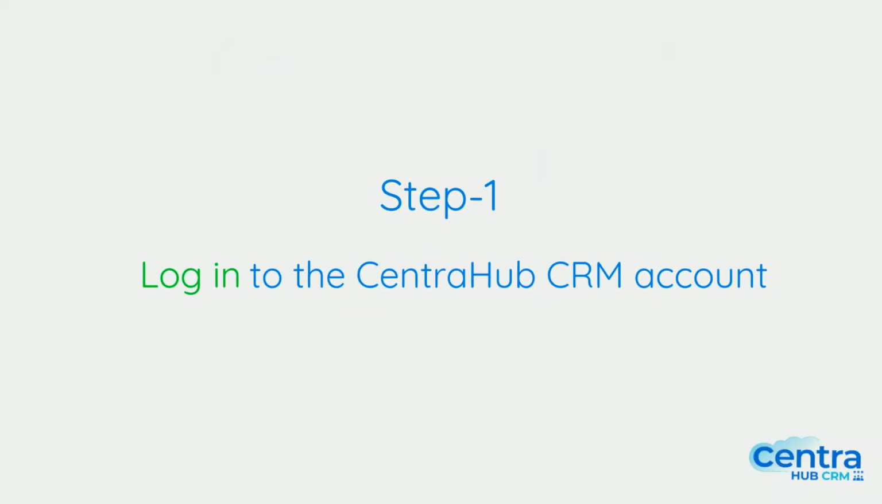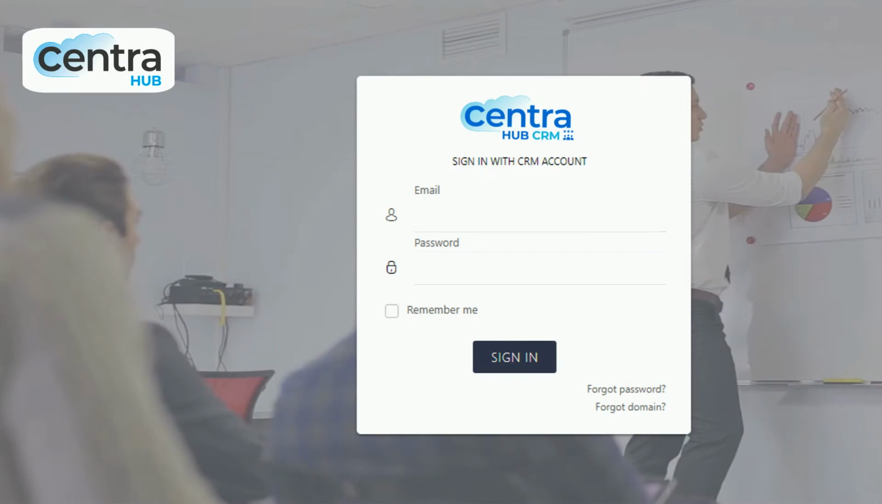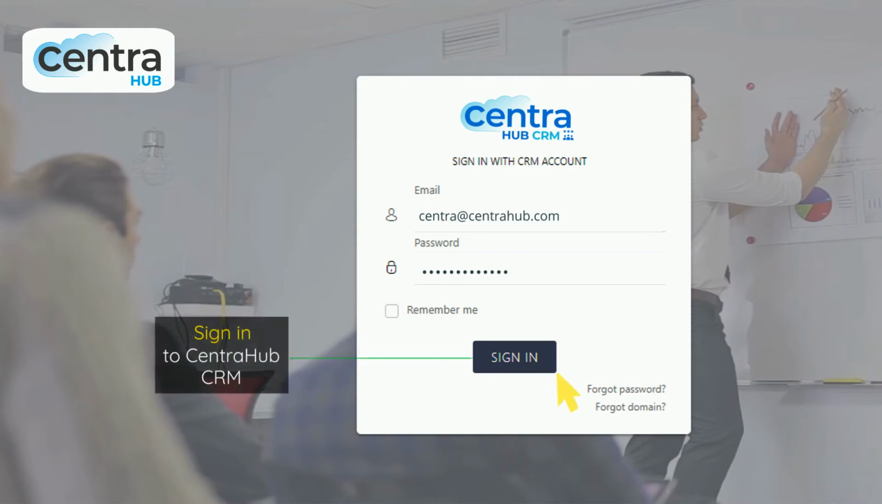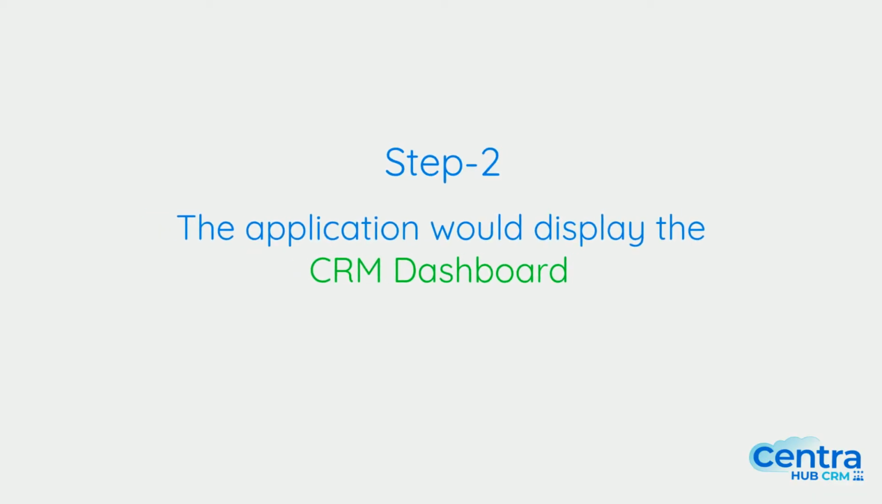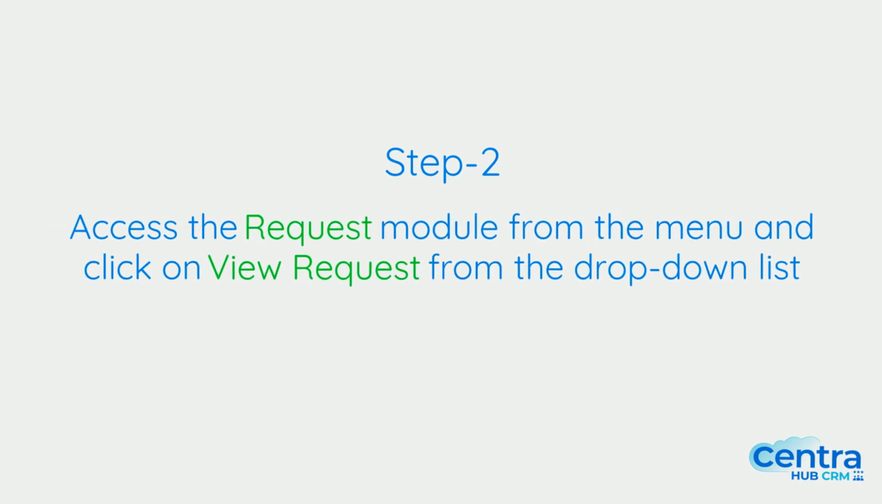Step 1. Log into the CentraHub CRM account. Sign in to CentraHub CRM. Step 2. The application would display the CRM dashboard. Access the Request module from the menu and click on View Request from the drop-down list.